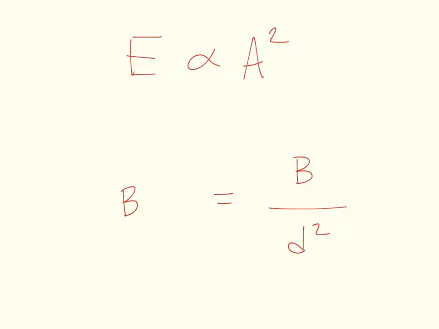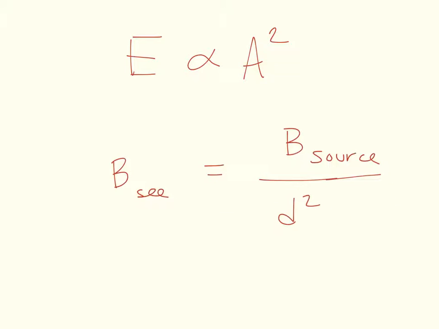The brightness you see at the location is equal to the source's brightness, or the brightness at the other location, divided by the factor of increase squared. So let me give an example that makes more sense, okay? So let me give you an example of this.